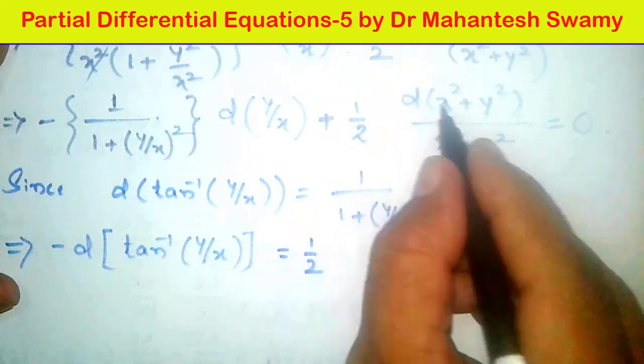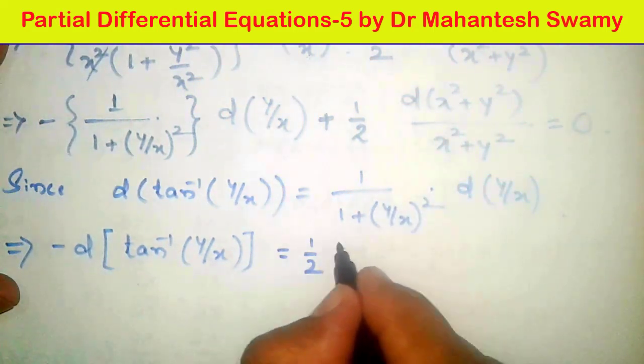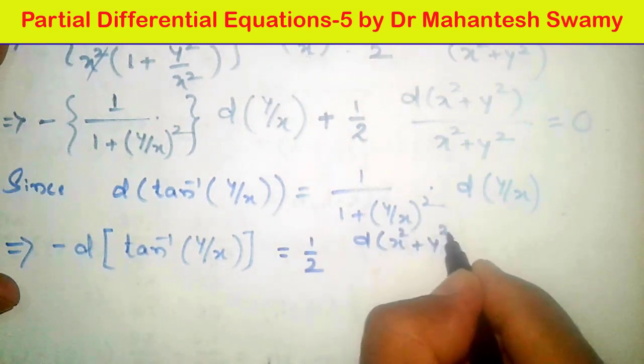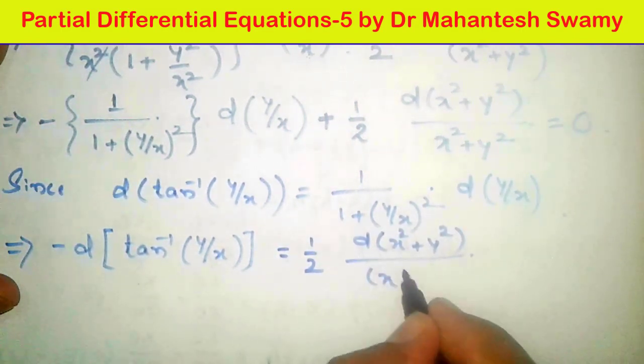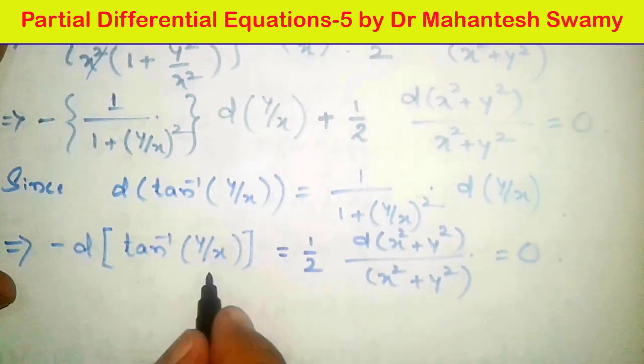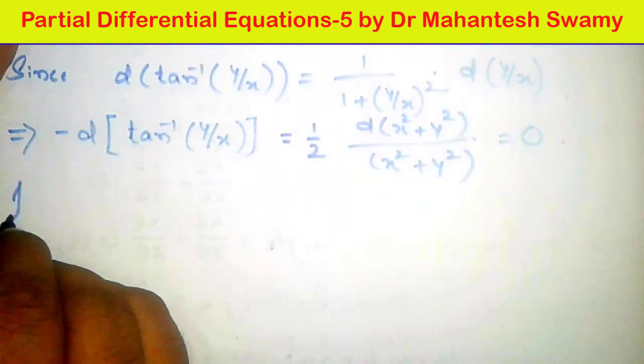Now this is d of x square plus y square divided by x square plus y square as it is on LHS, and on RHS 0 as it is. Now it is very easy to integrate.